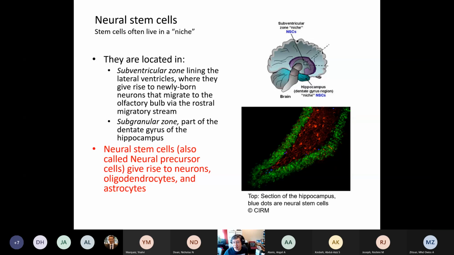Good morning, everybody. We're going to continue to discuss stem cell biology. And today, the discussion is going to get a little bit more technical. We're going to discuss how to detect, identify, and isolate stem cells.